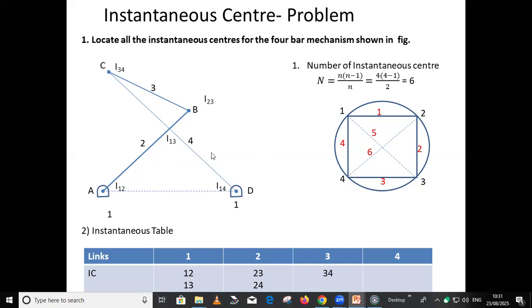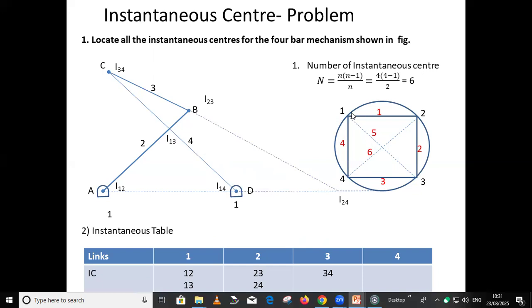Okay. And just look at the flow. This is 1,2, 1,4, 2,3 is there, 3,4 is there. And this is link 1 and this is link 3. So neither a fixed nor a permanent ICR is available for link 1,3, and neither a fixed nor a permanent ICR is available for 2,4. Now how can we plot this? To plot 1,3, this is the 1,3 line.